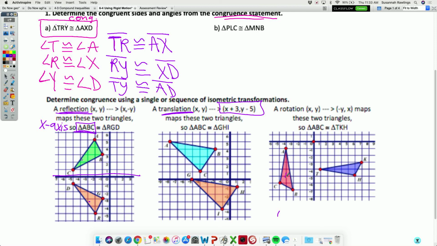Antoine. Aubrey. It was 270. 270 degrees. Or 90. Negative 90. Okay, 90. Ashley and Quenisha, what do you guys think? How many degrees and what direction?